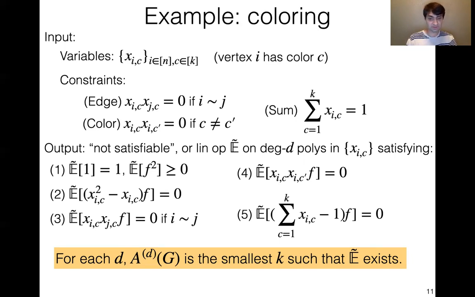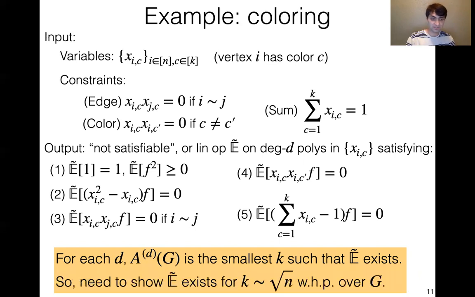And furthermore, we should notice that this k will always be at most the chromatic number of G. This is because if we set k to be the chromatic number of G, then indeed such an E tilde exists simply by taking E tilde to be a distribution over k-colorings in G, where k is the chromatic number, so therefore, in particular, a coloring exists. Therefore, we can see that in order to prove our main theorem, we just need to show that such an E tilde exists for k about root n with high probability over G.